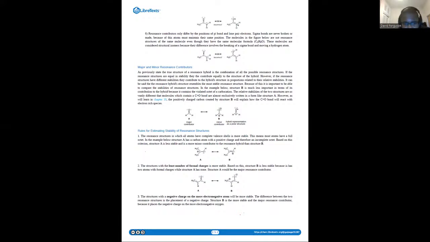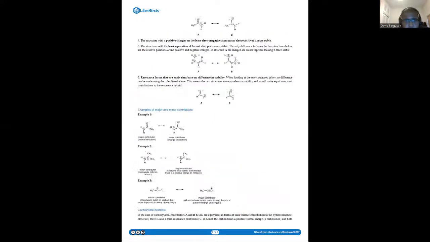The structures with the least formal charge are more stable. That points to the fact that minimization, or minimizing formal charge, matters, so we prefer structures that don't have that many charges. And three, the structures with a negative charge on a more electronegative atom will be more stable. So that coincides with chemical logic. The structures with a positive charge on the least electronegative atom are more stable.